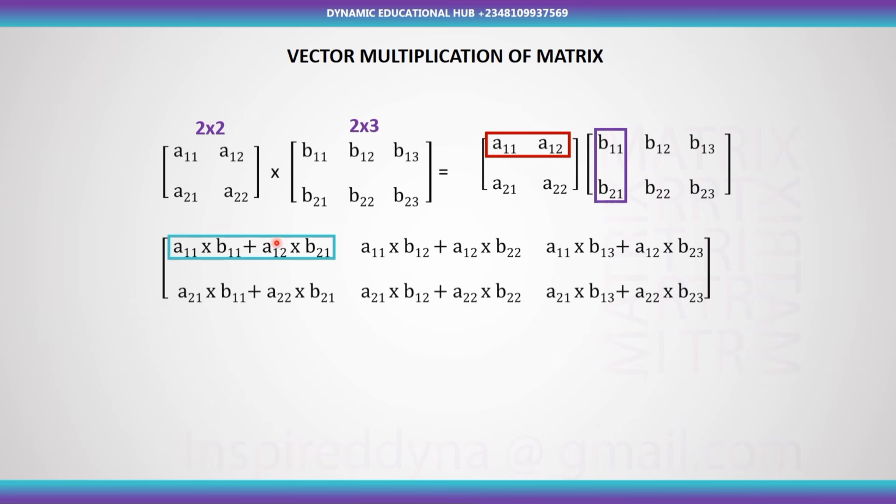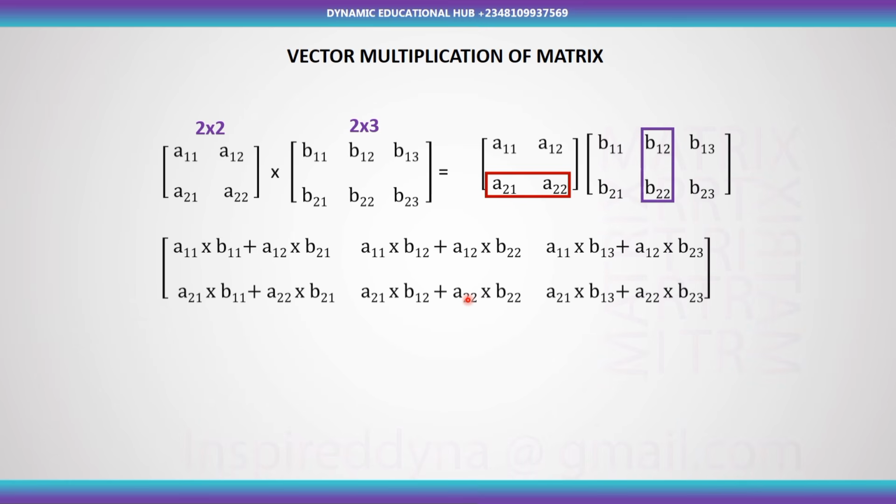You pick what you have here, multiply them, you move to the next column, do the same thing here, move to the next column, do the same thing here, then you can move to the next row. Do it for the first column, you have what we have here, the same thing, you have this, the same thing, and you have this.